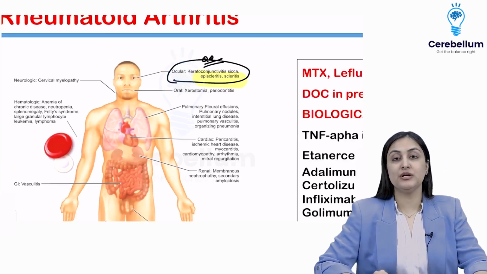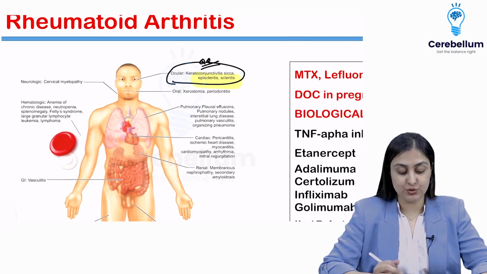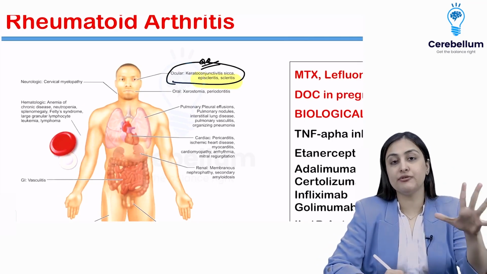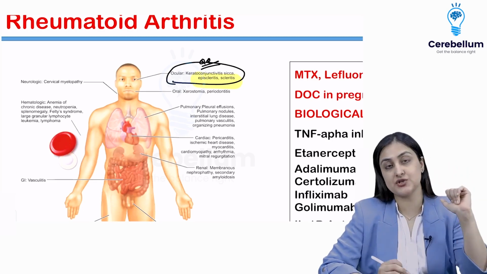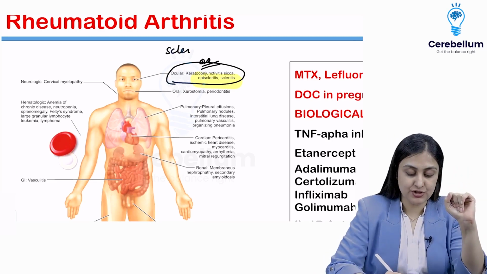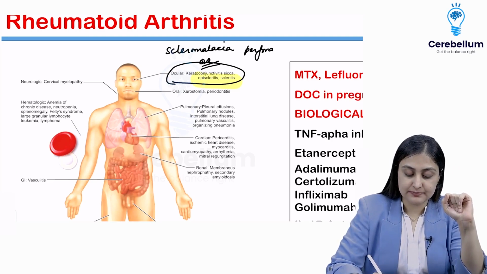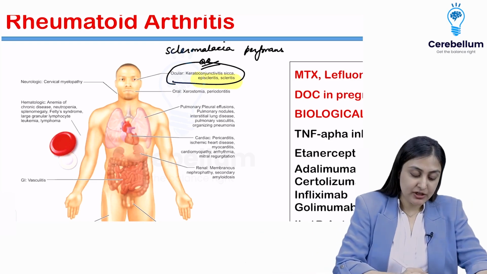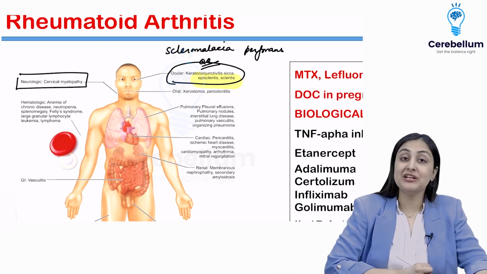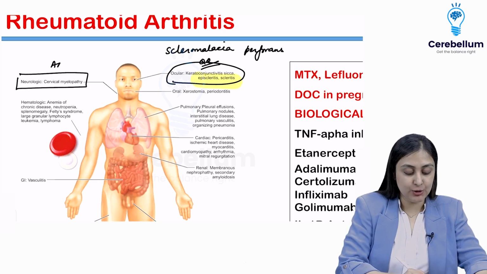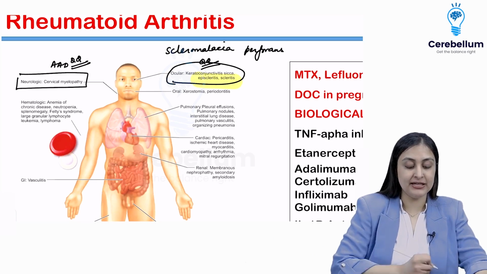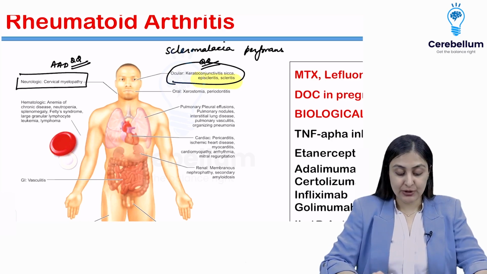In fact, they've given you one question from Ophthal wherein they've shown you scleromalacia perforans, a bluish eye in a case of rheumatoid arthritis. Alright, so that is also one of the complications that can result. Apart from that, very important in the spine, you will have C-spine, you will have atlantoaxial dislocation, which is very, very specific for rheumatoid arthritis.